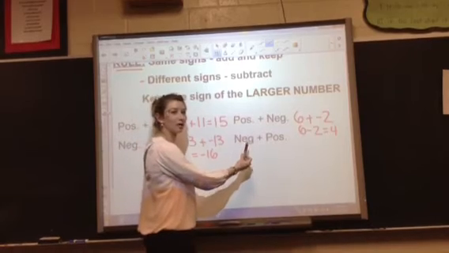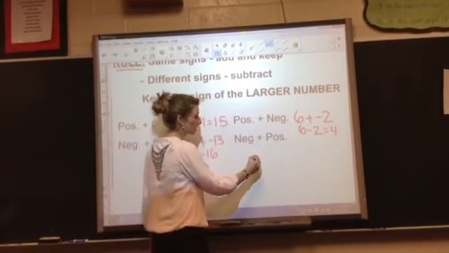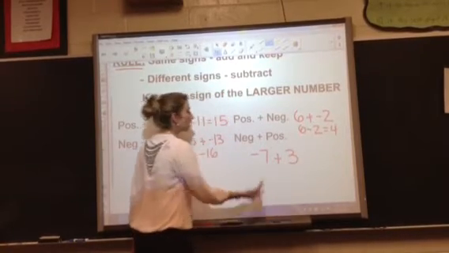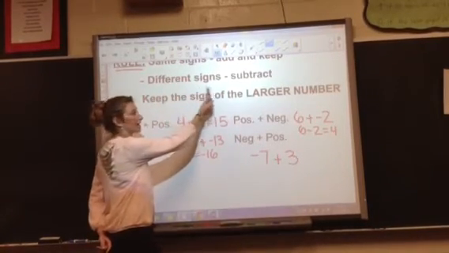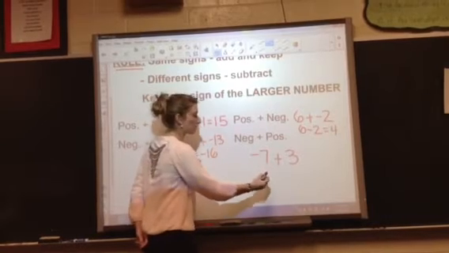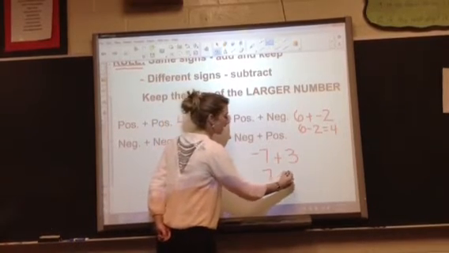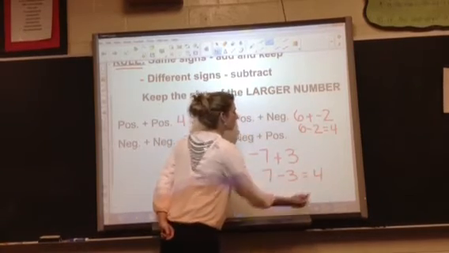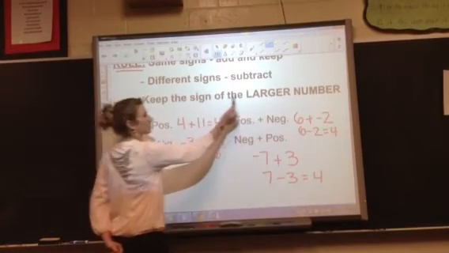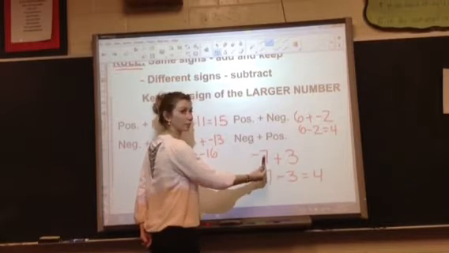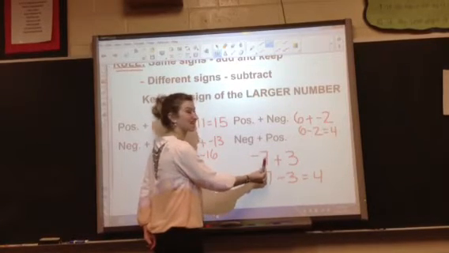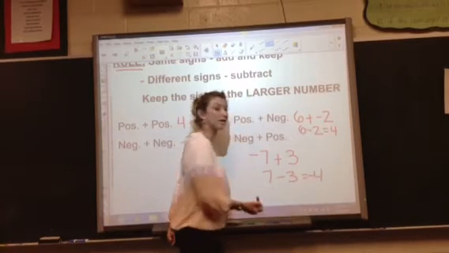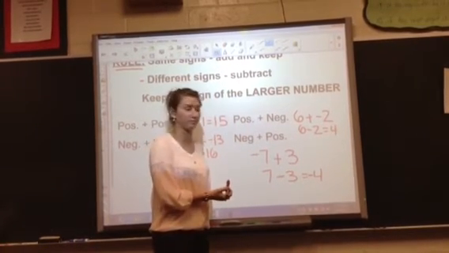In our last example here, we have a negative plus a positive: negative 7 plus a positive 3. In our rule up here, when we have different signs, we're supposed to subtract them. That might be something like 7 minus 3, which is equal to 4. But remember, we keep the sign of the larger number. The larger number in the original problem was 7. 7 is negative, so we need to make our answer negative, being negative 4.